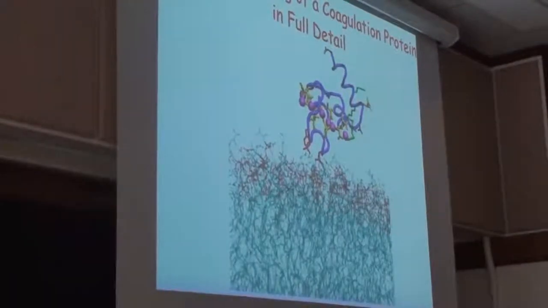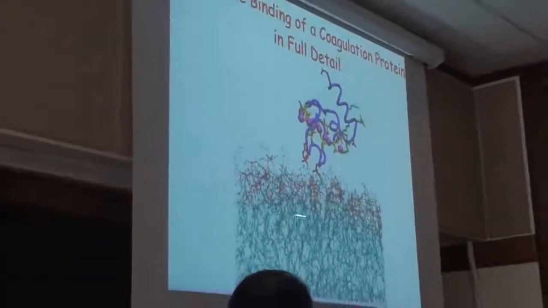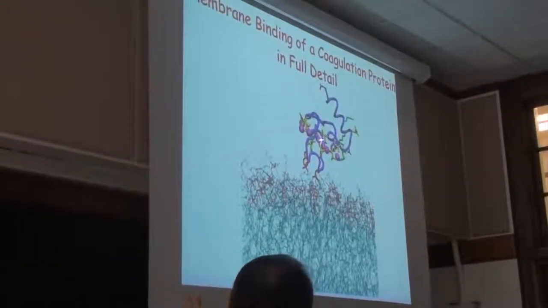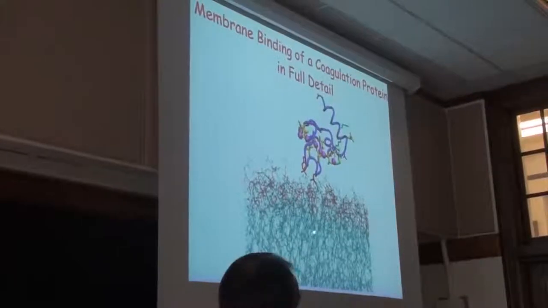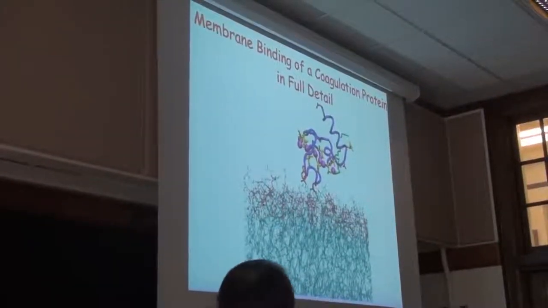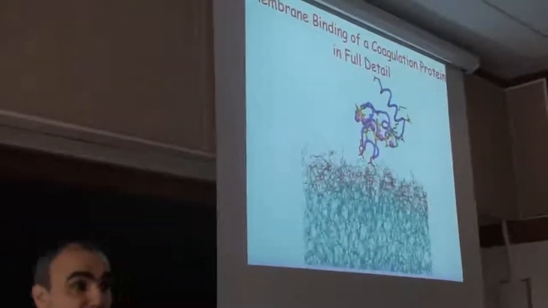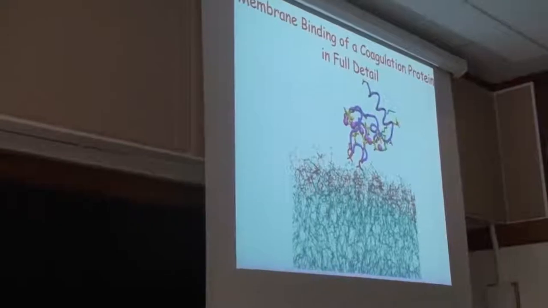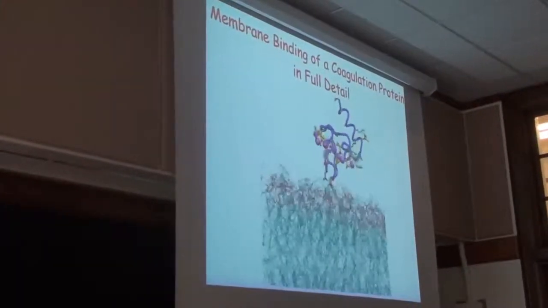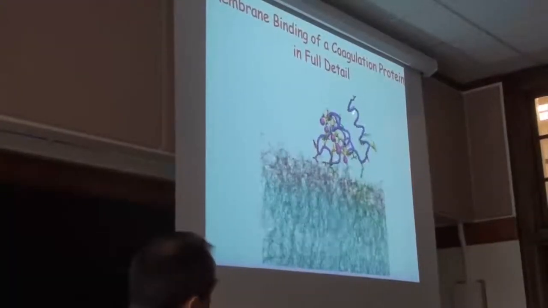So this is actually our protein, a coagulation protein, and that's the surface of the membrane. Very complex, but don't worry about that. We want to see how it binds to the membrane, how deep it goes into the membrane, and what kinds of interactions are responsible for this. And I can tell you that experimentally it's impossible to calculate this, or to measure this, I should say, because it's a very fluid environment. It's very difficult.